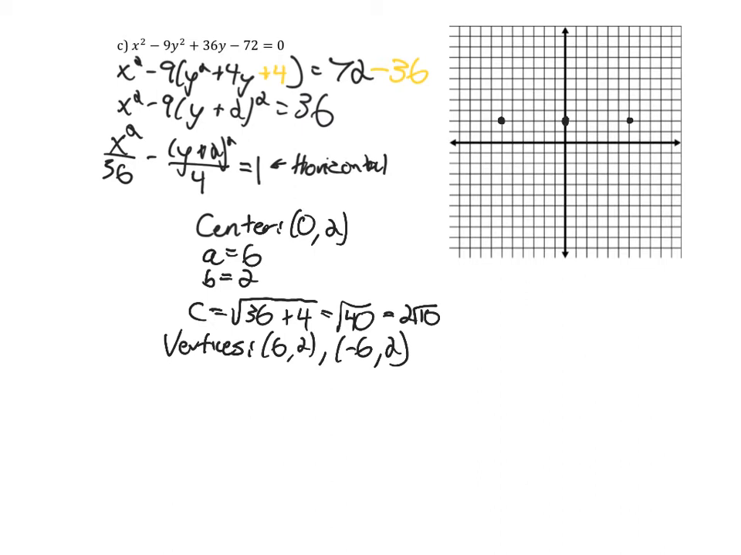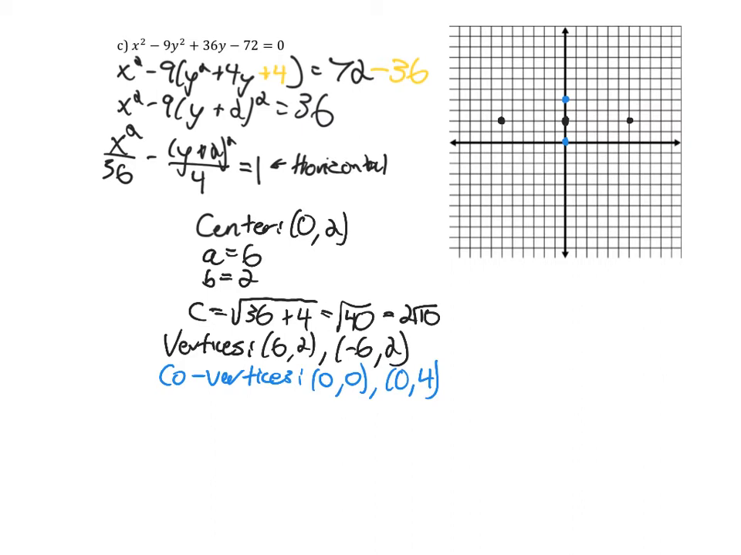Your covertices, and I'm actually going to do this in blue, because it's really not part of the graph, but you're going to see why I plot it and why it's helpful. So my covertices are going to be 2 units above and 2 units below the center. So that's going to bring me to 0, 0 and 0, negative 4. Again, I did them in a different color. You don't have to do it in a different color, but you'll see why that's going to be helpful in a minute.